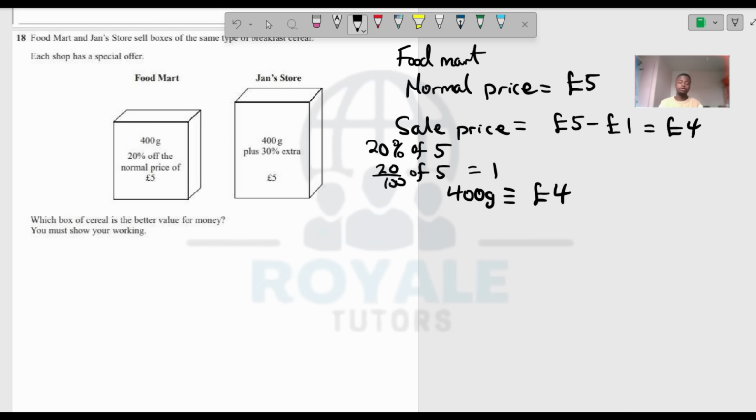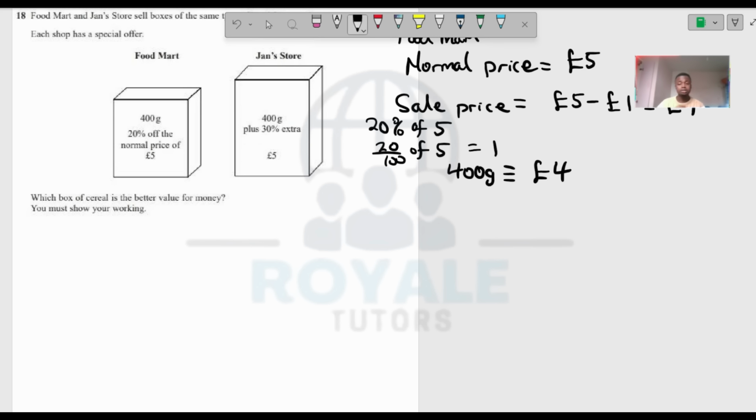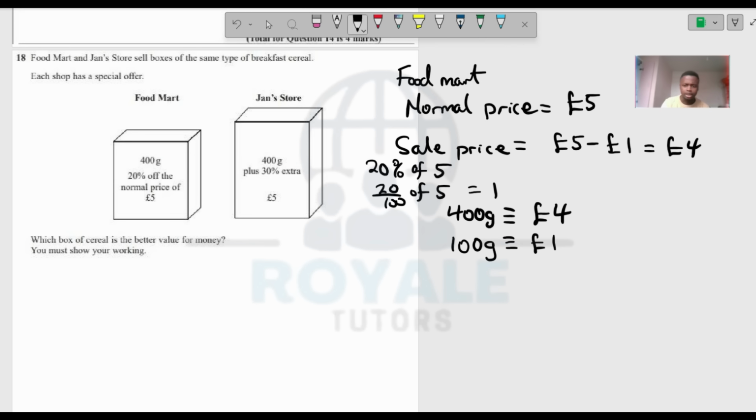Now I want to check how many grams I am going to get for £1 in each shop. If I get 400 grams for £4 at Food Mart, that means if I divide both sides by 4, I should be able to get 100 grams for £1 at Food Mart. So the value is that £1 could only buy me 100 grams at Food Mart. So let's see how about Jan's store.